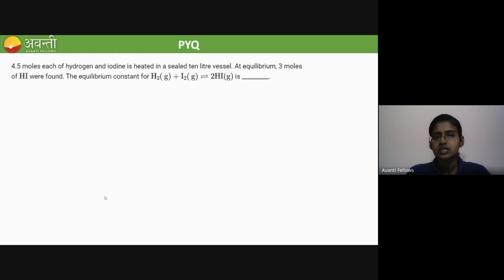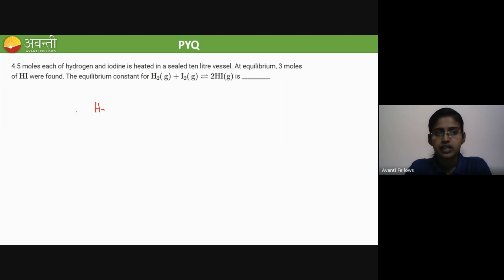4.5 moles each of hydrogen and iodine is heated in a sealed 10-liter vessel. At equilibrium, 3 moles of hydrogen iodide were found. The equilibrium constant for the given reaction is... Okay. So there is no option because it is a JEE question. We have 10 numericals in JEE, right? With no option. So this is one among it.